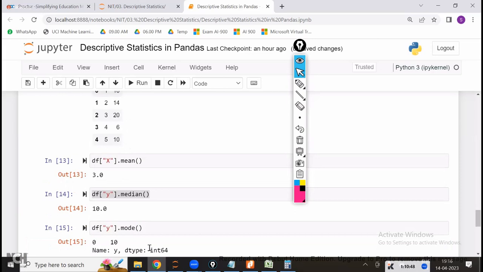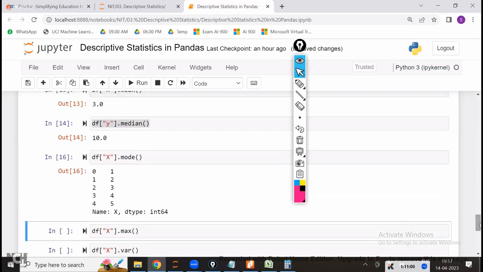Sir, here 10 is okay, but in the x, nothing is repeated now. If I ask in the x, what is the answer I will get? Everything is the same with respect to frequency now. So you will get all the values. Every value you'll get. Right?